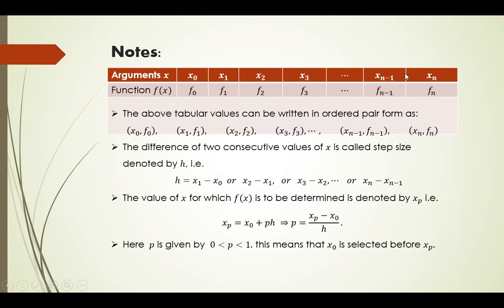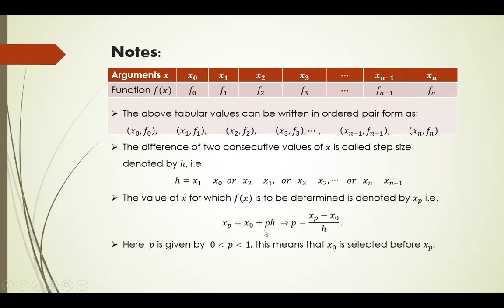What does it mean? If x lies here, that will be your xp. So xp is equal to x0 plus ph. You know what x0 is? That is the initial value of x. You know what h is? That is the step size, maybe calculated from one of these formulas.